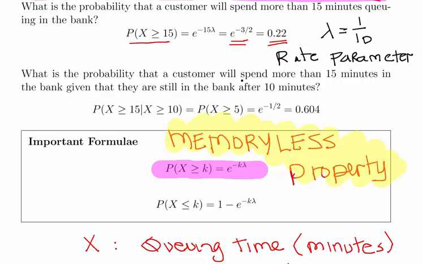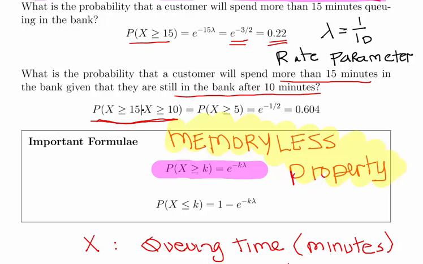So what is the probability that a customer will spend more than 15 minutes in the queue in the bank, given that they've already been in the queue for 10 minutes? So assuming that you're in the bank and you've been queuing there for 10 minutes, what is the probability that you're going to be queuing for 5 more minutes? This is according to the exponential distribution; things might work differently in the real world. That's how we would state the question.